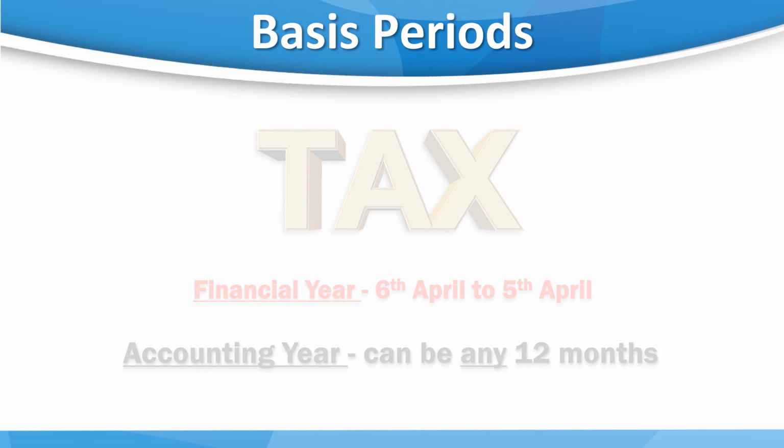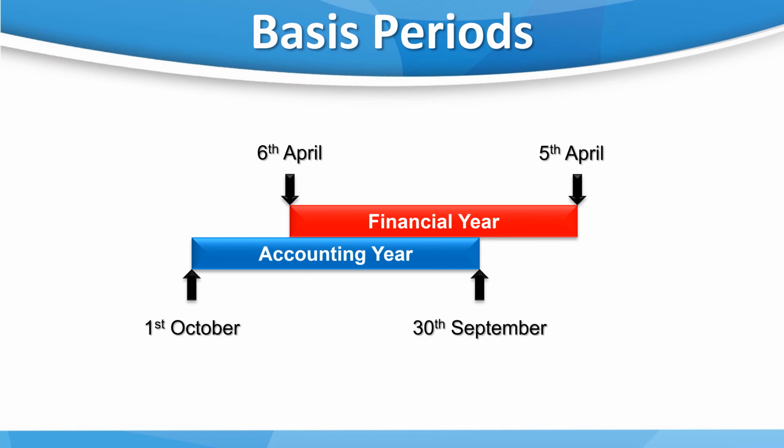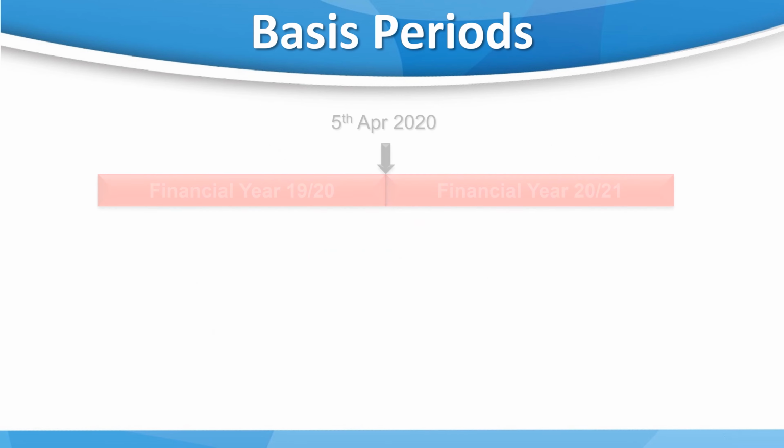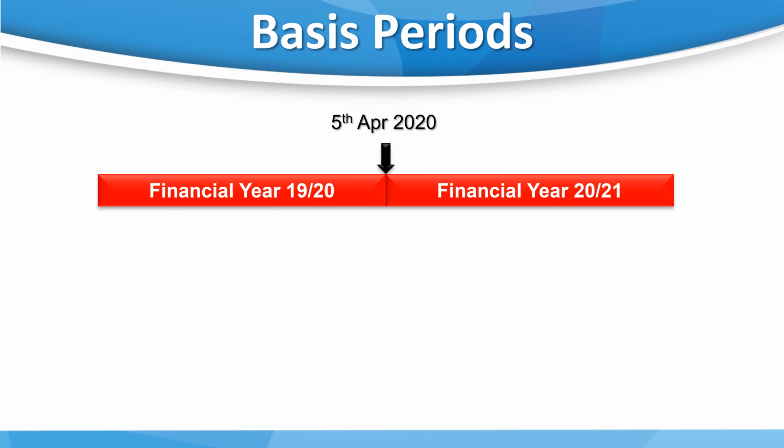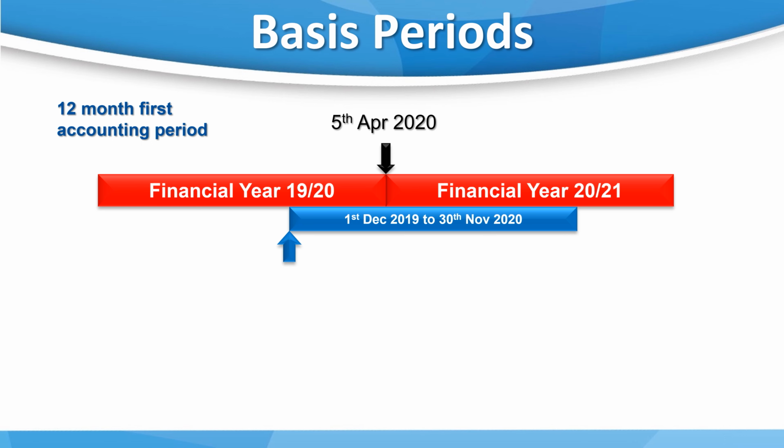Since the financial year is the 6th of April to the 5th of April, there have to be rules to decide when the tax is due for an accounting period of, say, the 1st of October to the 30th of September. The first financial year for which tax is due is the financial year in which the business starts. So if the business started on the 1st of December 2019, then the tax will be due on profits between the 1st of December 2019 and the 5th of April 2020.